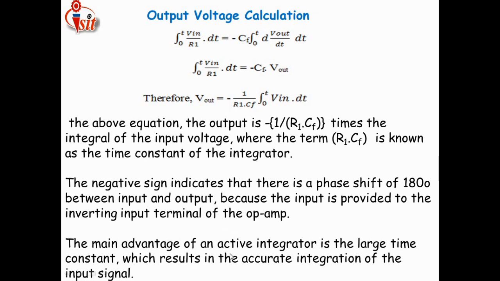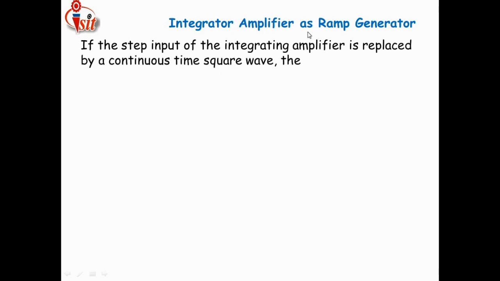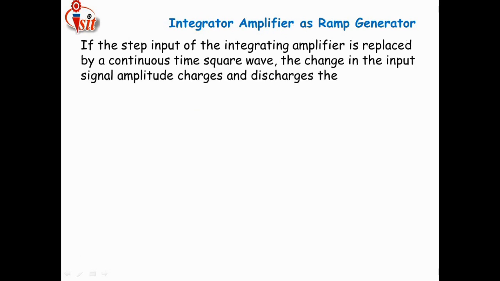The main advantage of an active integrator is the large time constant, which results in accurate integration of the input signal. That means whatever integrated output is produced will be in reverse condition. Next is the integrator amplifier as a ramp generator. That means how we generate a ramp by using the integrator amplifier.